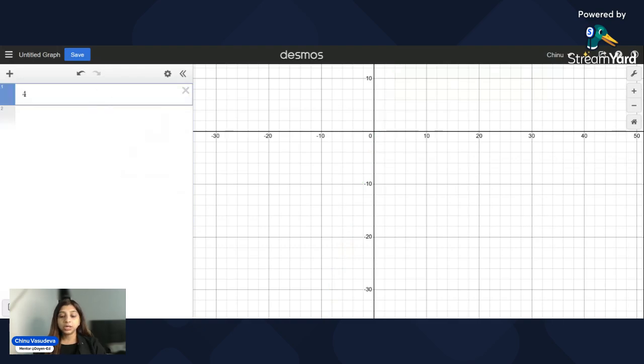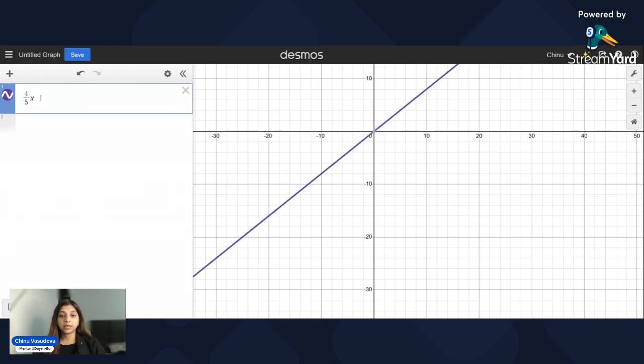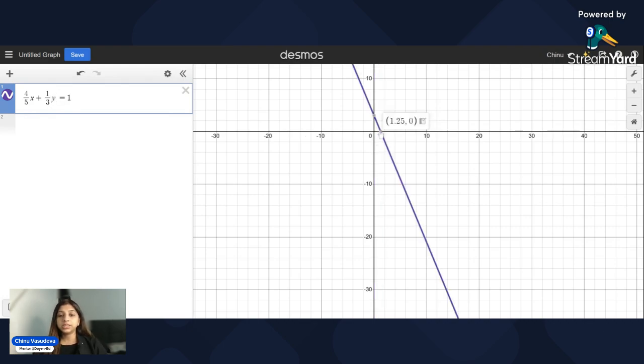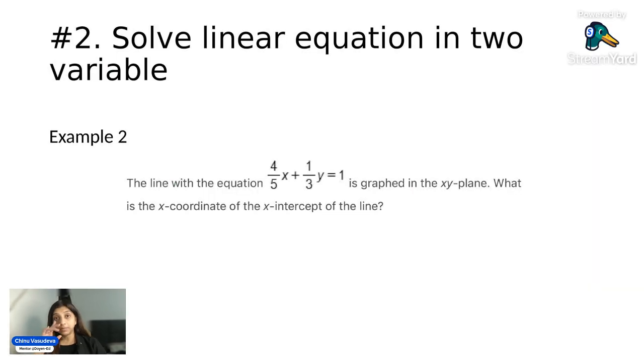So I can say this is 4/5x plus 1/3x is equal to 1. Okay, sorry, this is y. So he's asking you the x-intercept, which is clearly 1.25. So my x-intercept will come out to be 1.25. So I can look at my question and I can mark my answer. So this gives you a straight answer to your question.